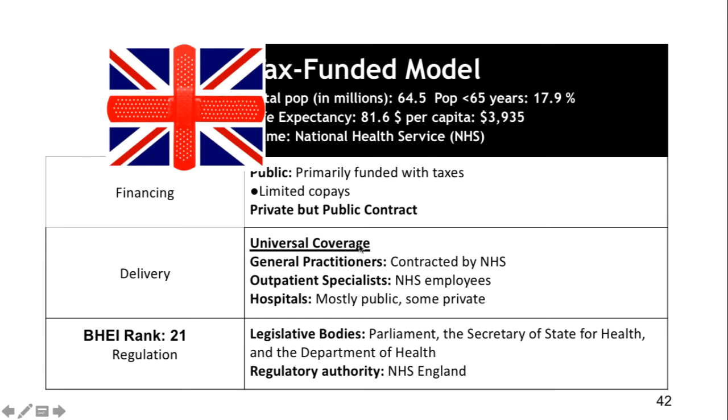About 10% of the people have their own private health insurance. The general practitioners are contracted by the NHS, the outpatient specialists are also NHS employees, and the hospitals are mostly public, and there are some private ones as well. Now, for regulation, legislative bodies set the rules: the Parliament, the Secretary of State for Health, and the Department of Health. The regulatory authority of the NHS in England basically sets the rules.